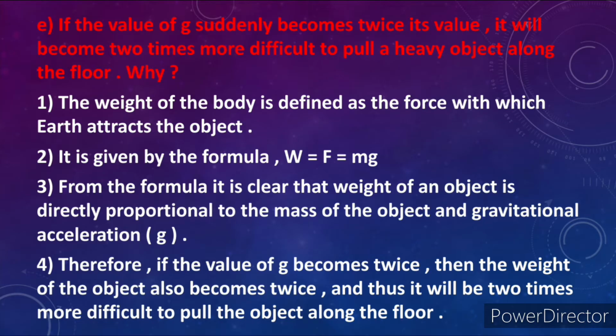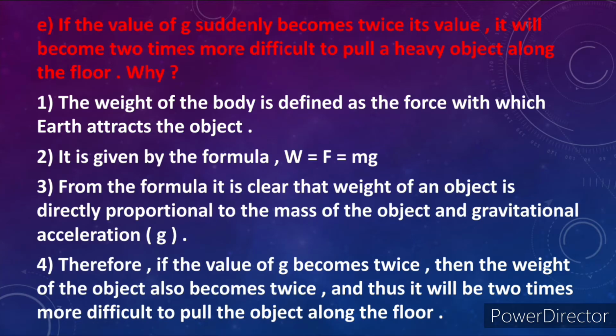E. If the value of g suddenly becomes twice its value, it will become 2 times more difficult to pull a heavy object along the floor. Why? Answer. 1. The weight of the body is defined as the force with which earth attracts the object. 2. It is given by the formula F = W = mg.